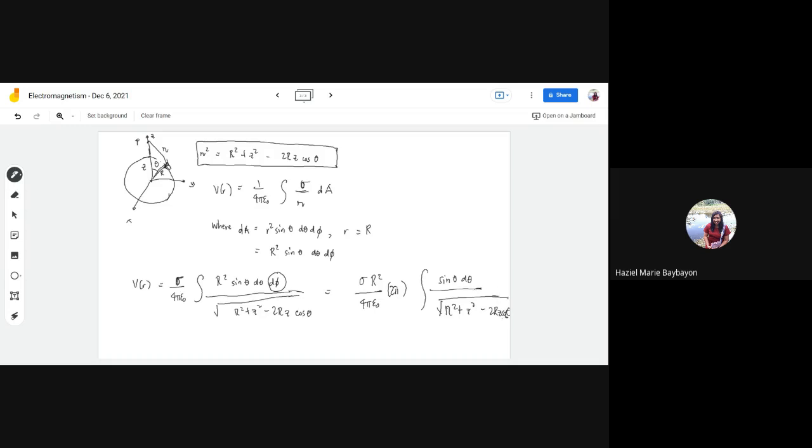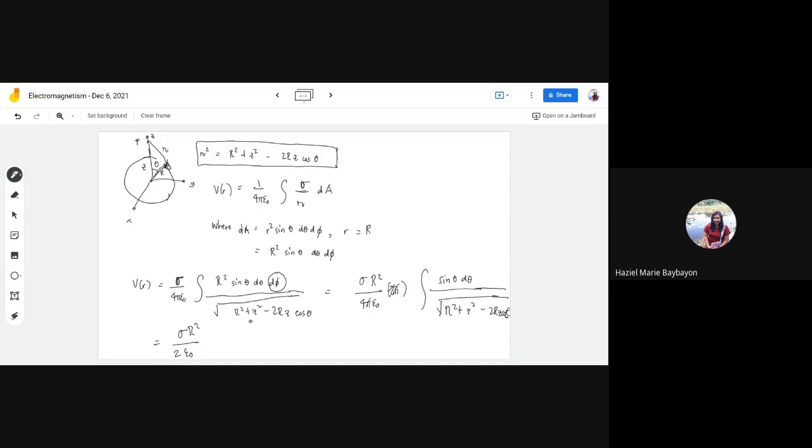Cosine theta. Okay, so for this, we can actually cancel this. We can cancel 4 pi and also this 2 here. So we are left with sigma r squared over 2 epsilon naught.